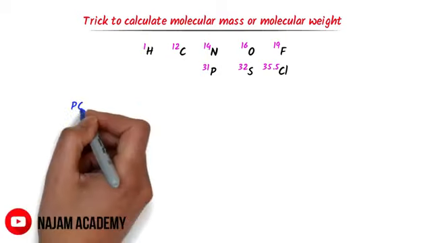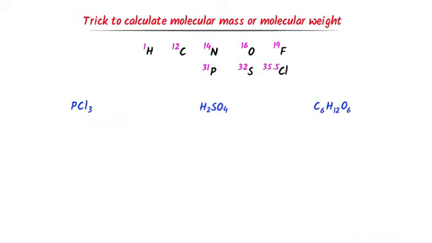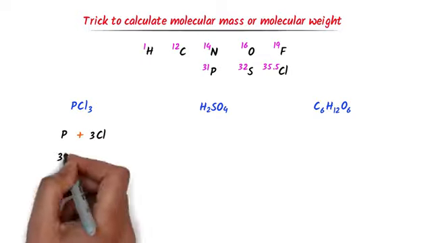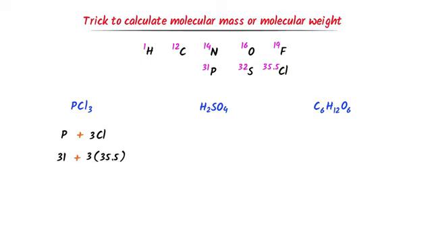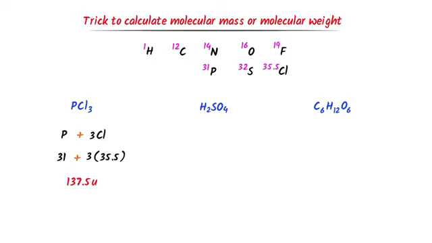Now let me teach you some difficult examples. Consider these molecules and find their respective molecular masses. We can see that there is 1 atom of phosphorus and there are 3 atoms of chlorine. Also we know that the atomic mass of phosphorus is 31 and the atomic mass of chlorine is 35.5. I write 31 plus 3 into 35.5 which is equal to 137.5 unit. So the molecular mass of PCl3 is 137.5 unit.